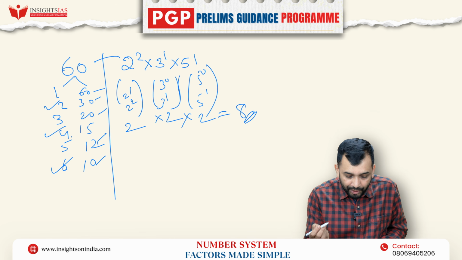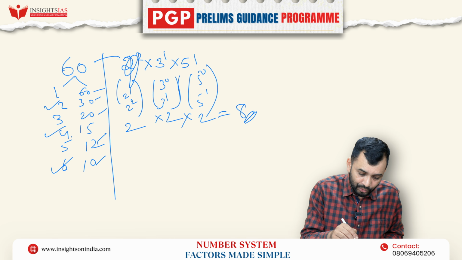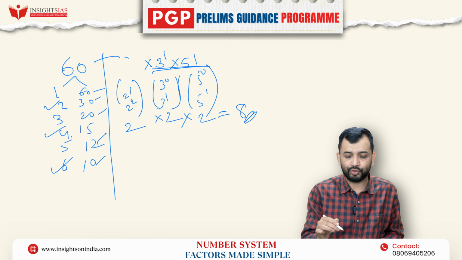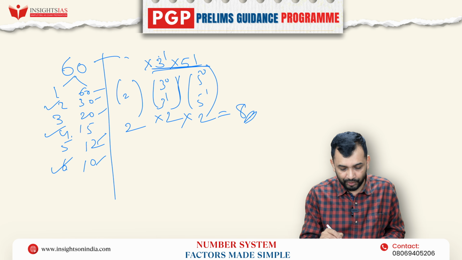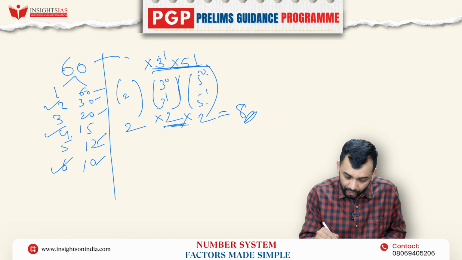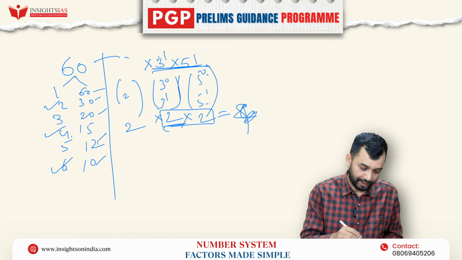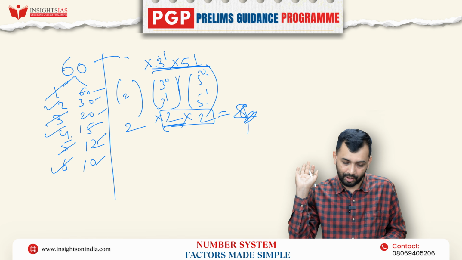8 are even. So if I want odd factors, then what should I do? I should not consider 2 square itself. Keep only these 2. So you will have 3 to the power of 0, 3 to the power of 1, 2 factors, and 5 to the power of 0, 5 to the power of 1, 2 factors. Total 2 into 2, how many factors? 4 factors. That is 1, 3, 5, 15. 4 numbers are odd factors.